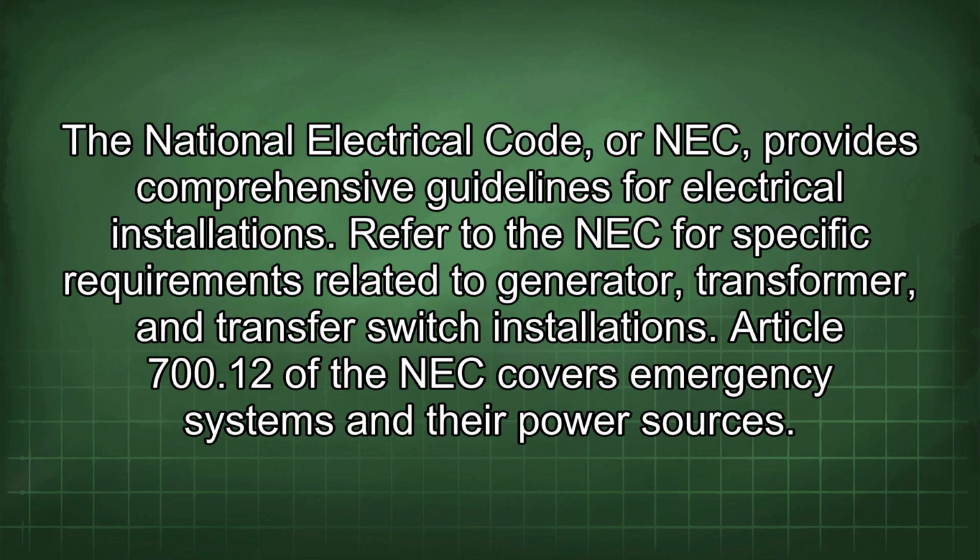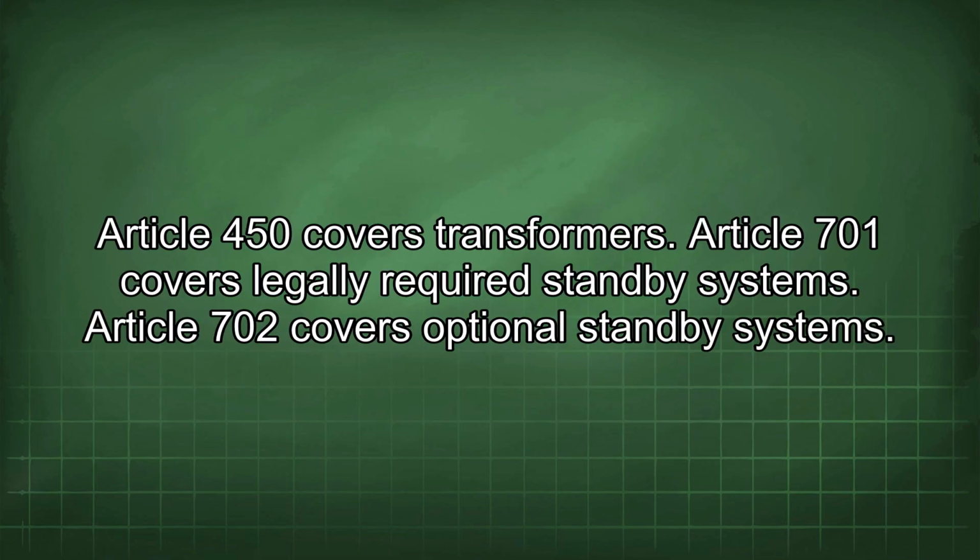The National Electrical Code, or NEC, provides comprehensive guidelines for electrical installations. Refer to the NEC for specific requirements related to generator, transformer, and transfer switch installations. Article 700.12 of the NEC covers emergency systems and their power sources. Article 450 covers transformers. Article 701 covers legally required standby systems. Article 702 covers optional standby systems.